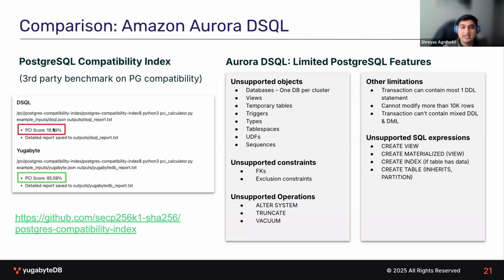Now, we do acknowledge that the service is still in preview, so this might go higher as the service becomes more and more mature. But having said that, as of now, there are significant restrictions around what you can and what you cannot do. So currently in DSQL, you cannot do materialized views. There's no support for temporary tables, triggers, table spaces, UDF, sequence. The list is pretty big. It also doesn't support foreign keys and so on. And there are also restrictions on the DDL and DML statements that can be run. So overall, this is an important factor for you to consider if you're moving existing applications which might need these features.